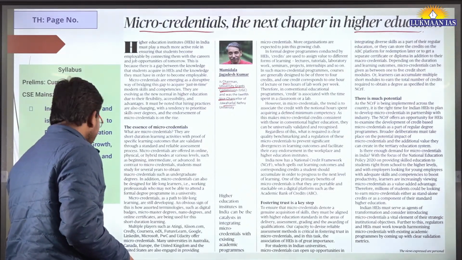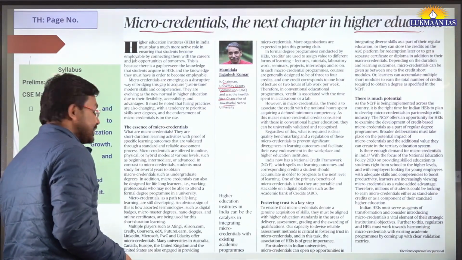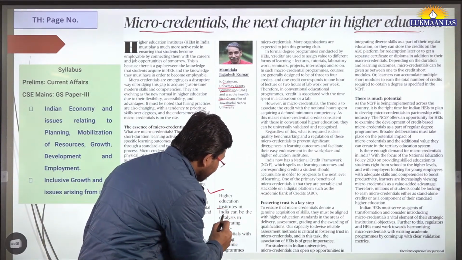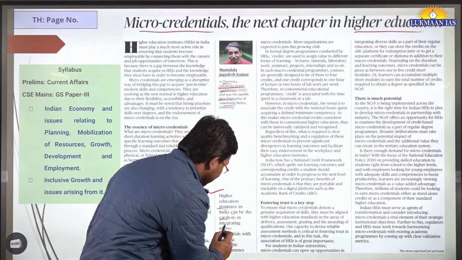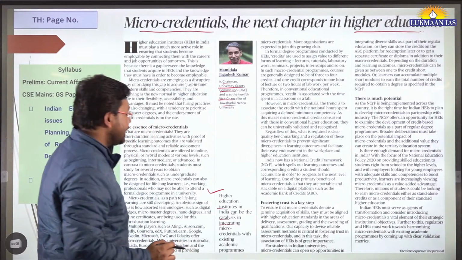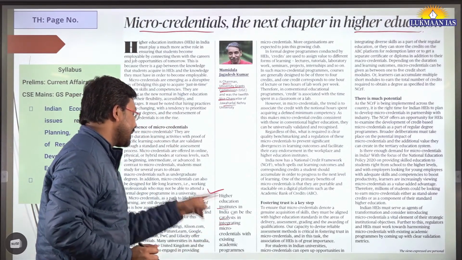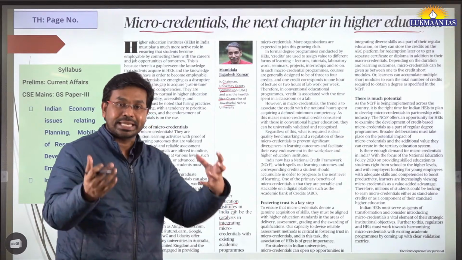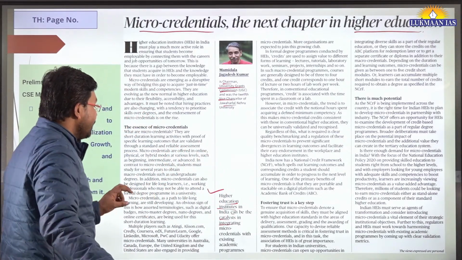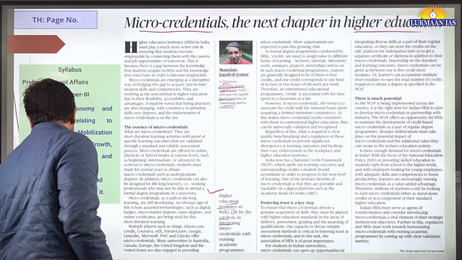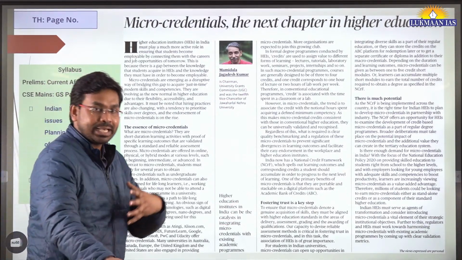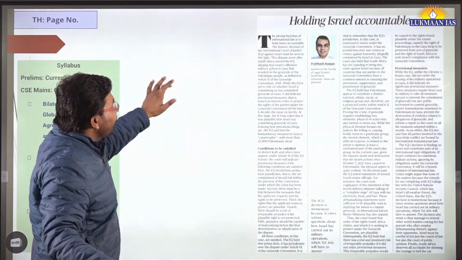Having understood this, let us understand the crux of this article. The author says higher education institutes in India can be the catalyst in integrating micro credentials with existing academic programs. So higher educational institutions can integrate micro credentials into the existing academic programs, and it is going to bridge the academia industry gap.